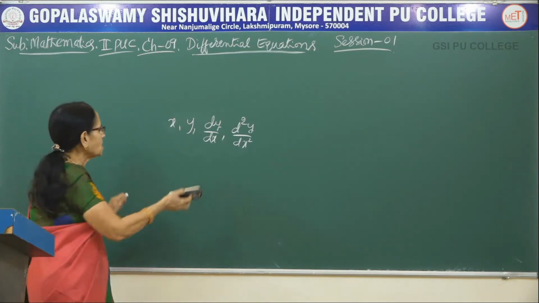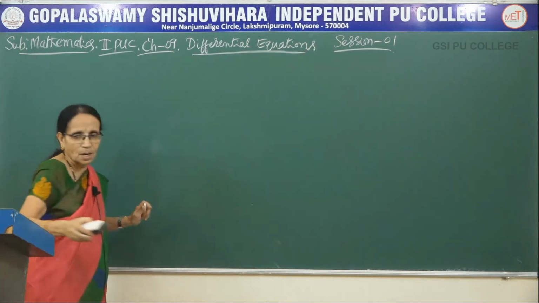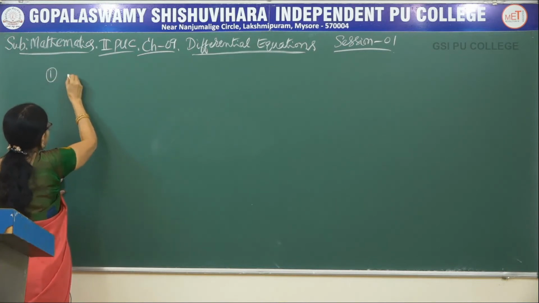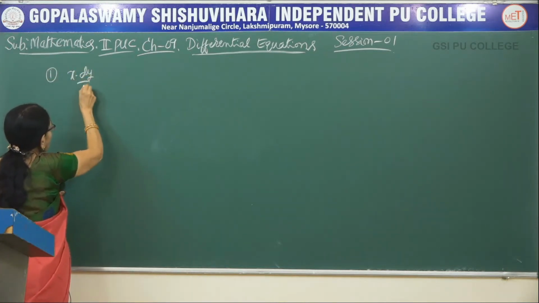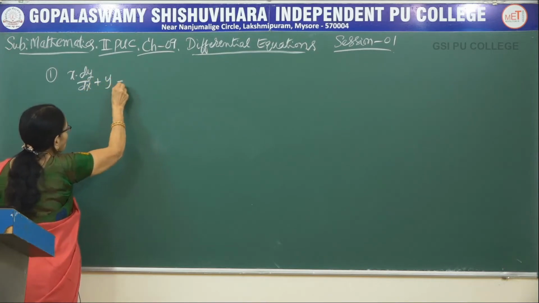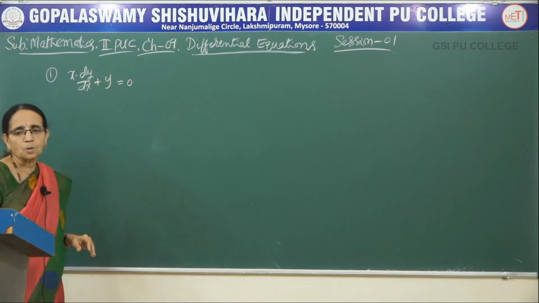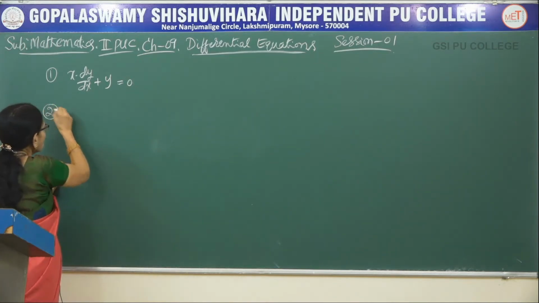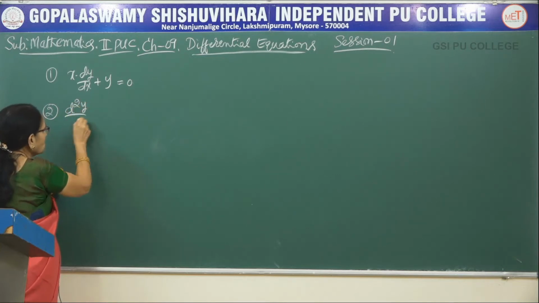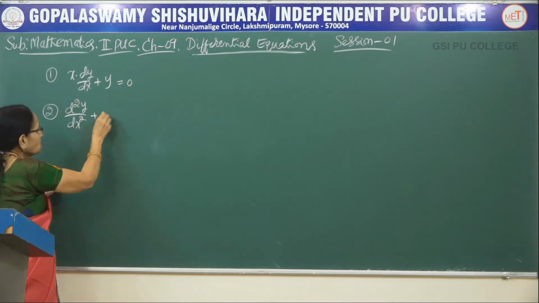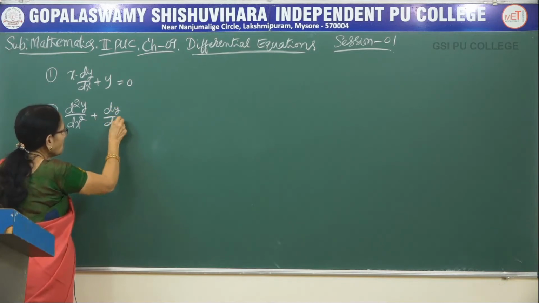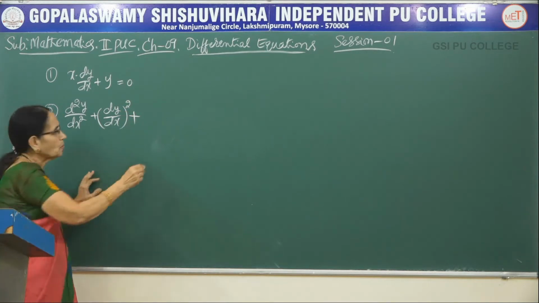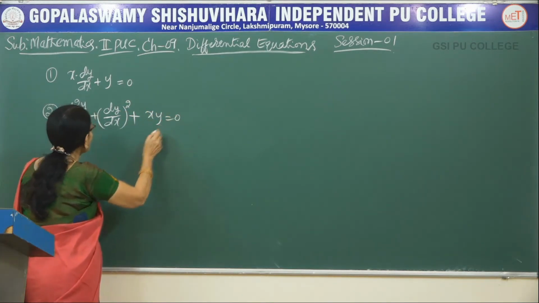Now let me consider some examples of the differential equation. Let me take the first example. It is x into dy by dx plus y is equal to 0. Now let me consider different types of equation. All of them are differential equations only, I am just writing in a different way, that's all. Second: d square y by dx square plus dy by dx the whole square plus xy is equal to 0.